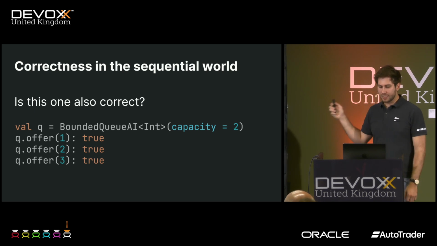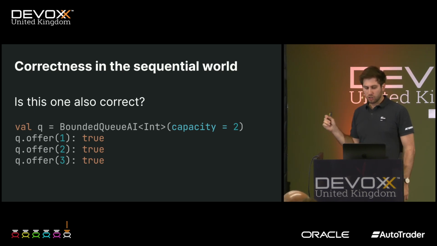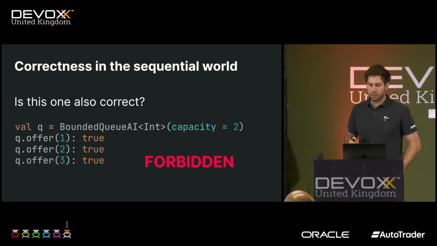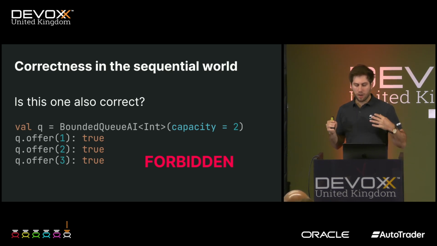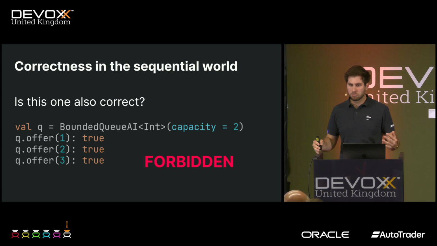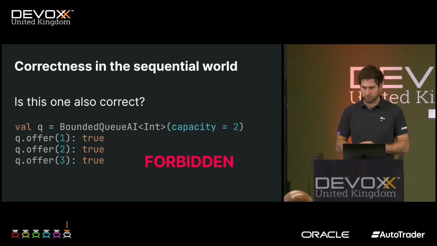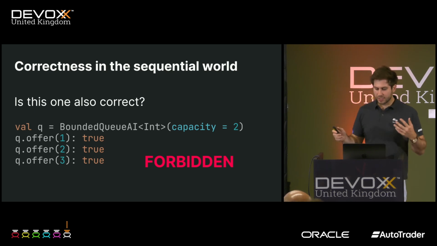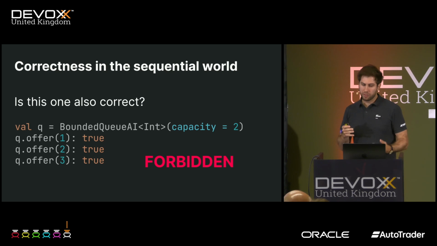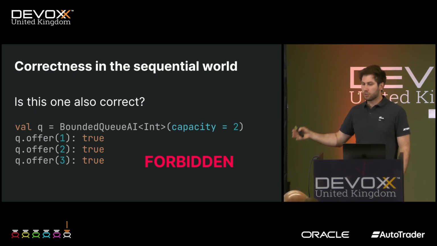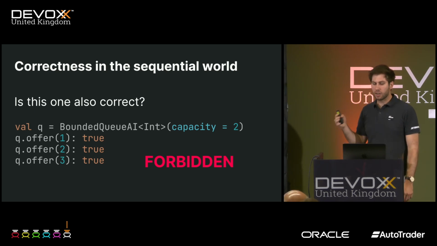But if we take a look at this example, when the last offer succeeds, then it's incorrect, right? Because in this case the queue capacity is exceeded, and this violates the bounded queue semantics. So in the sequential world, everything is simple. We know the semantics, we take a look at the execution, and we can easily decide whether it's correct or not. But what about the concurrent world?